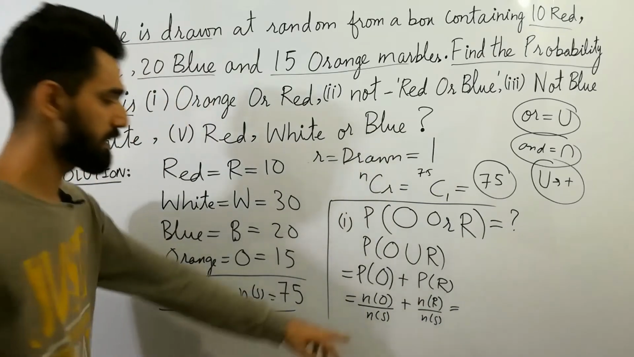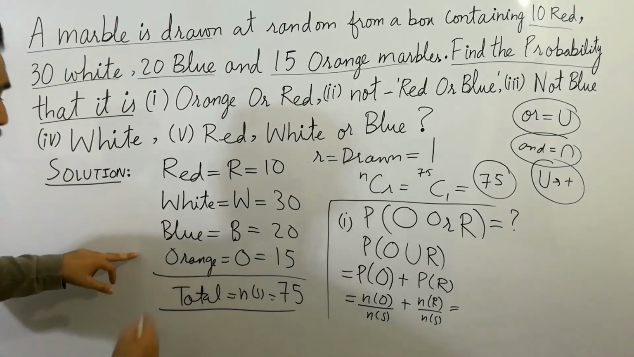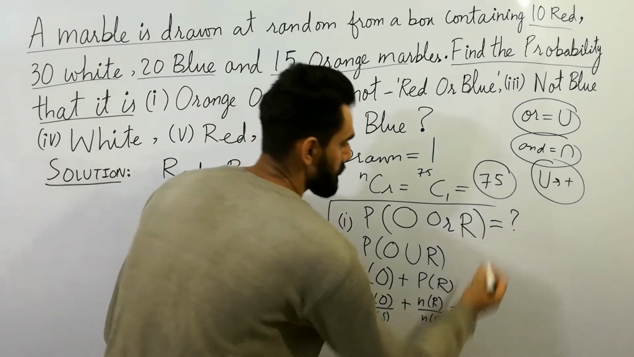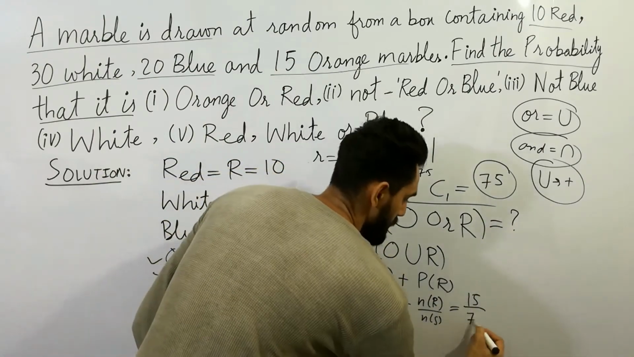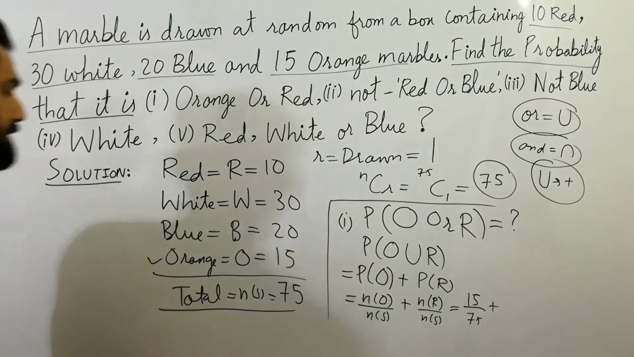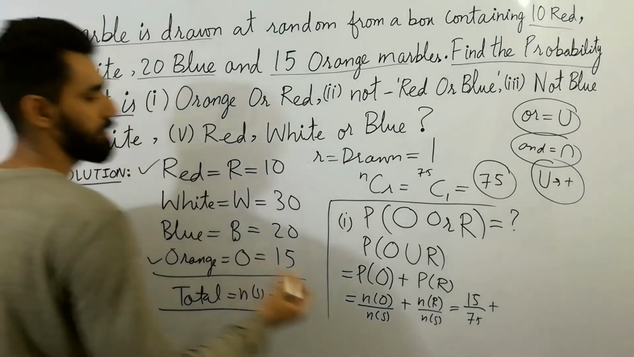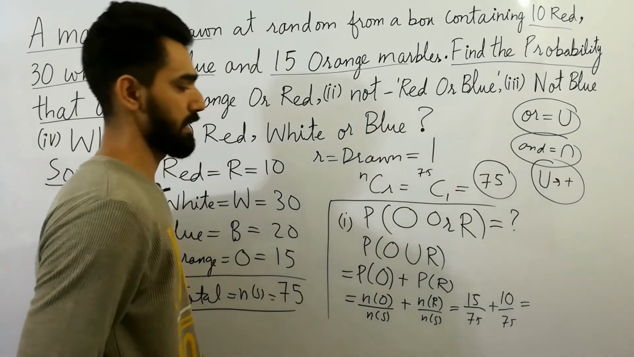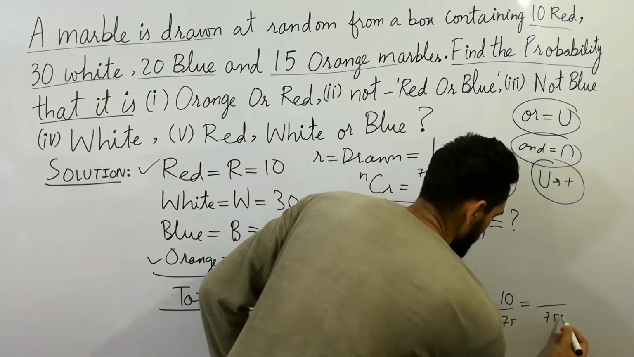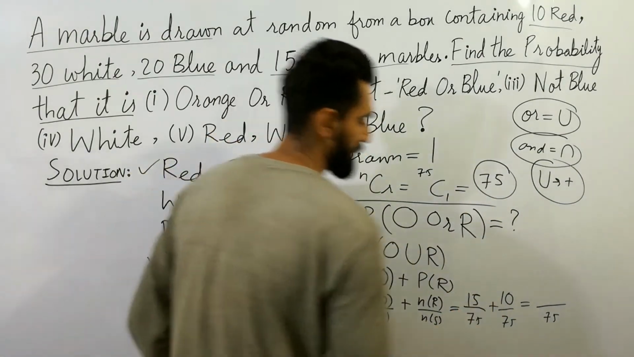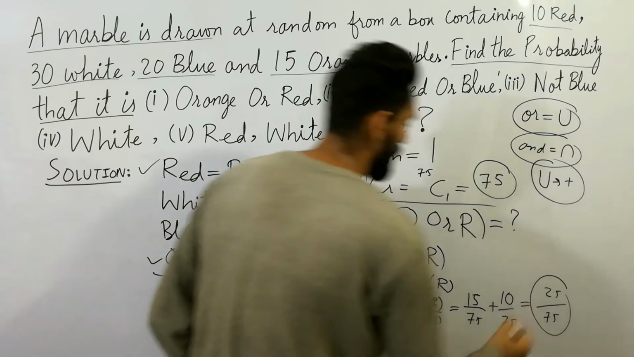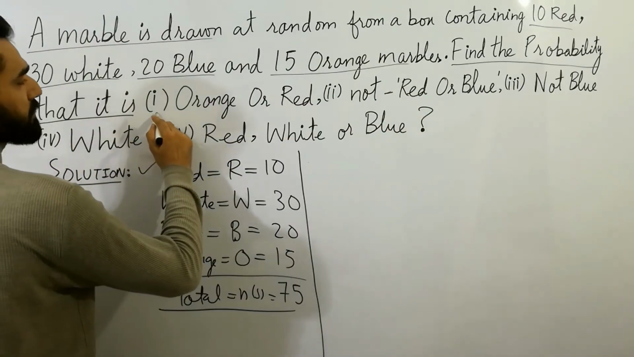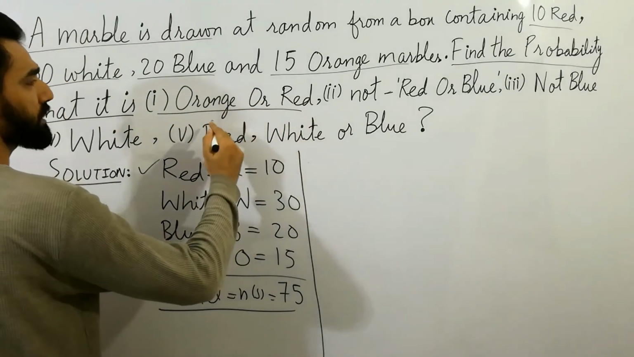Number in orange is 15, so 15 divided by the total sample space 75, plus the number in red, which is 10, so 10 over 75. That equals 25 over 75, as 15 plus 10 gives 25. So that's the probability of orange or red. I have calculated the probability of orange or red.